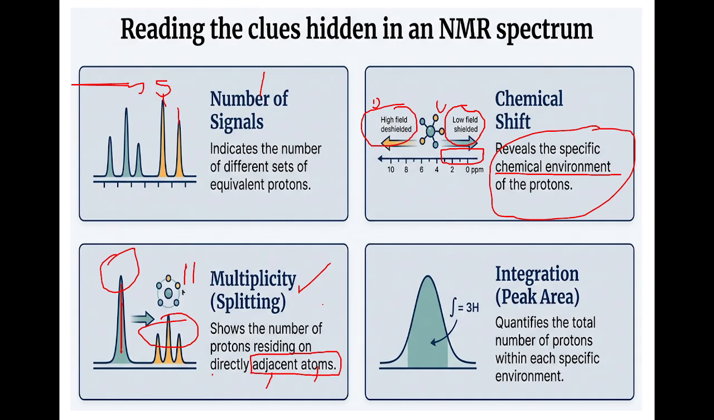One hydrogen, two hydrogens, three hydrogens. Eventually the area under the peak, which is called integration, will tell us how many hydrogens make up that peak. So if you have a signal here, that might be for one hydrogen, that might be for two hydrogens, that might be for three hydrogens. So these four things are very important.